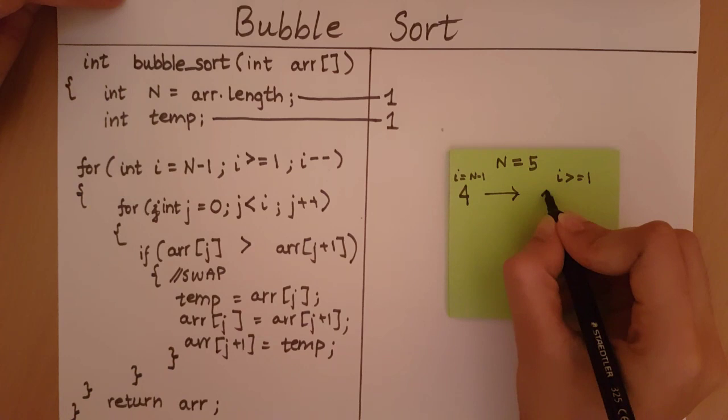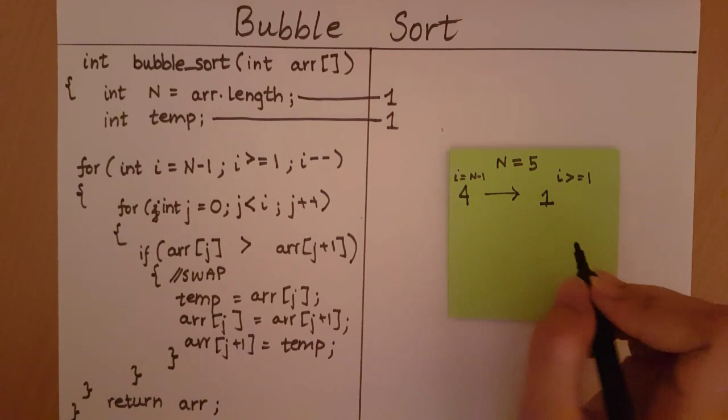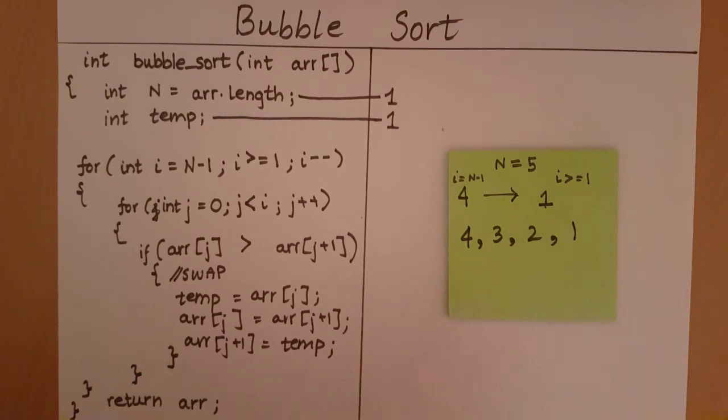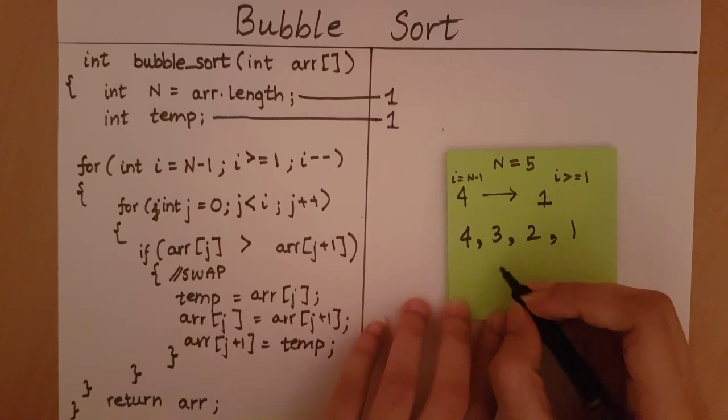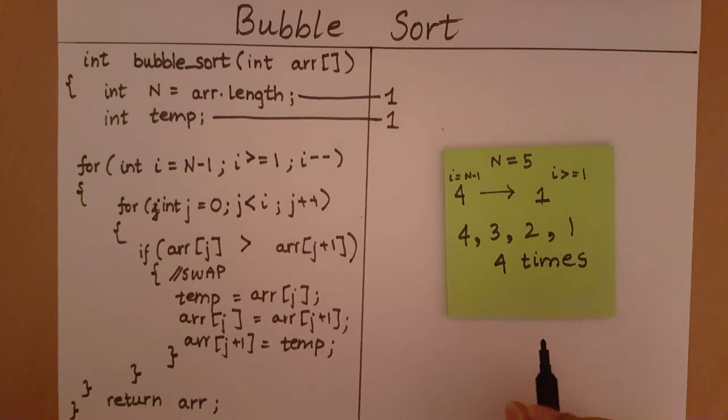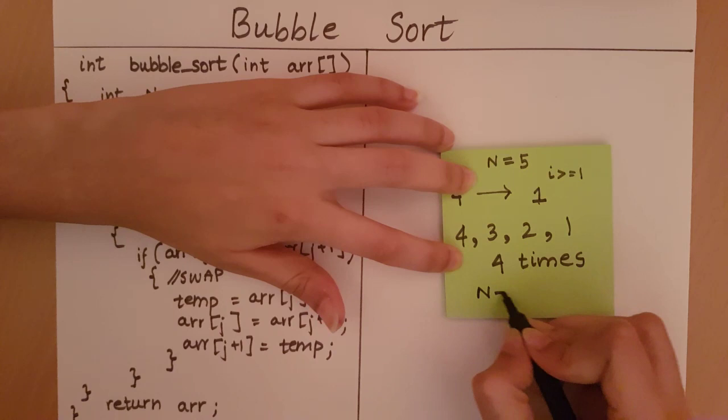So the last value of i is going to be 1. So what are the different values of i? 4, 3, 2, 1. How many times does this loop execute? 1, 2, 3, 4, 4 times. If N is 5 and the loop executes 4 times, what can we say? That this loop is going to execute N minus 1 times.